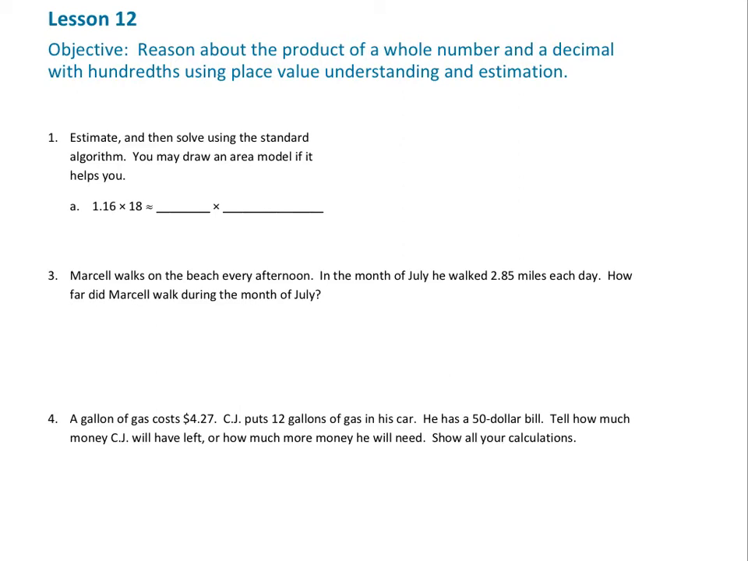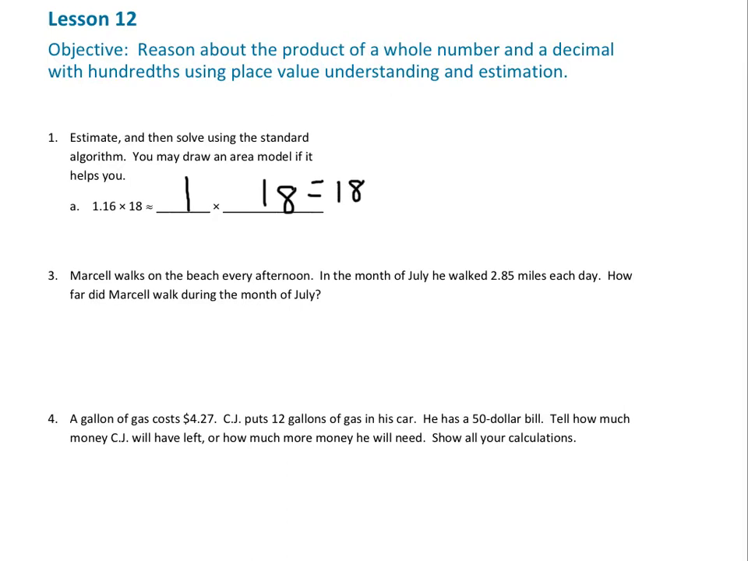So our first problem here is 1 and 16 hundredths times 18. The first thing they want us to do is to estimate. So let's take a look at the first number, 1 and 16 hundredths. 1 and 16 hundredths is closer to 1 than it is to 2. So on the first box, I'll fill in a 1. Now that we have a 1 in the first box, we can actually keep the 18 the same. 1 times 18 equals 18.